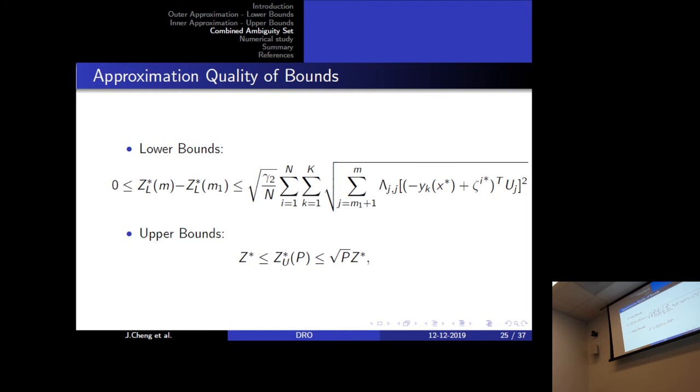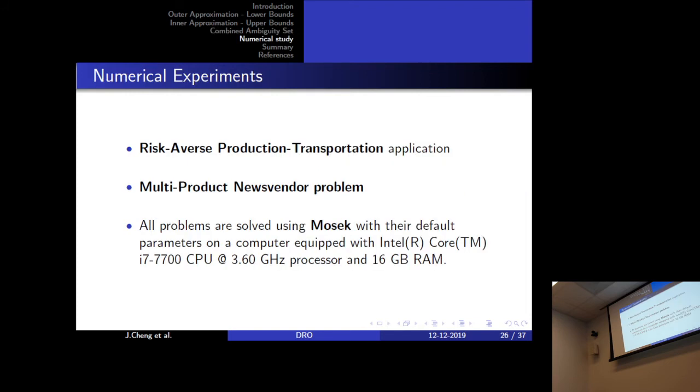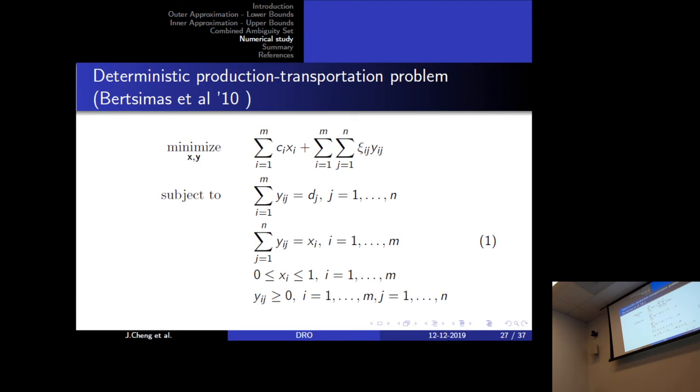The next is a numerical study. In our working paper, we consider two main applications. One is a production transportation application. The second one is a multi-product newsvendor problem. All problems are solved using MOSEK. And actually, for the first application, the production transportation problem, we just took it from other papers.